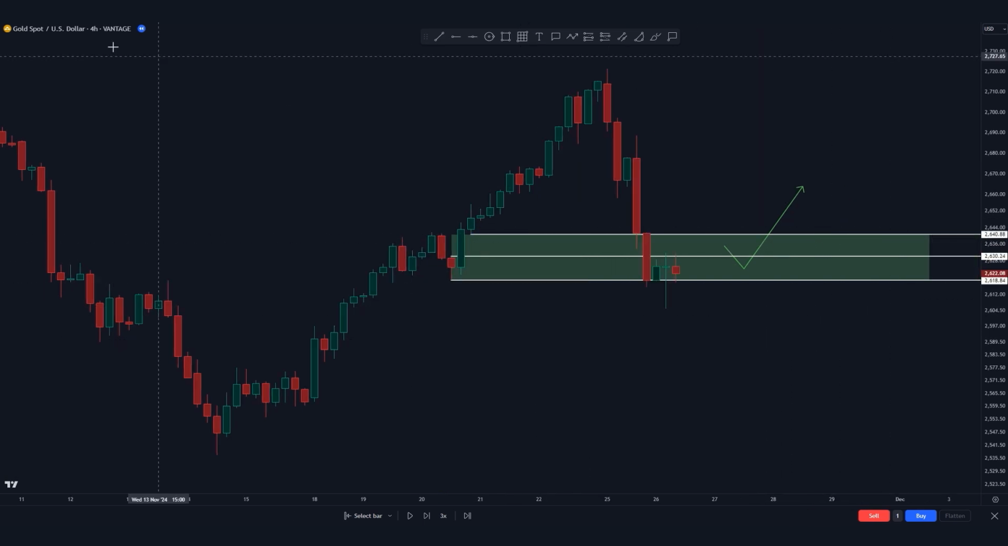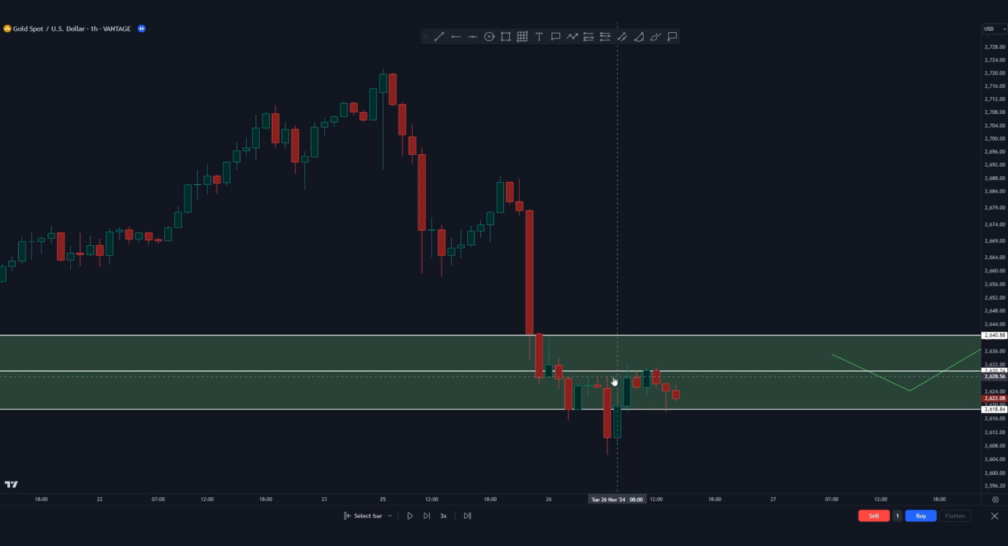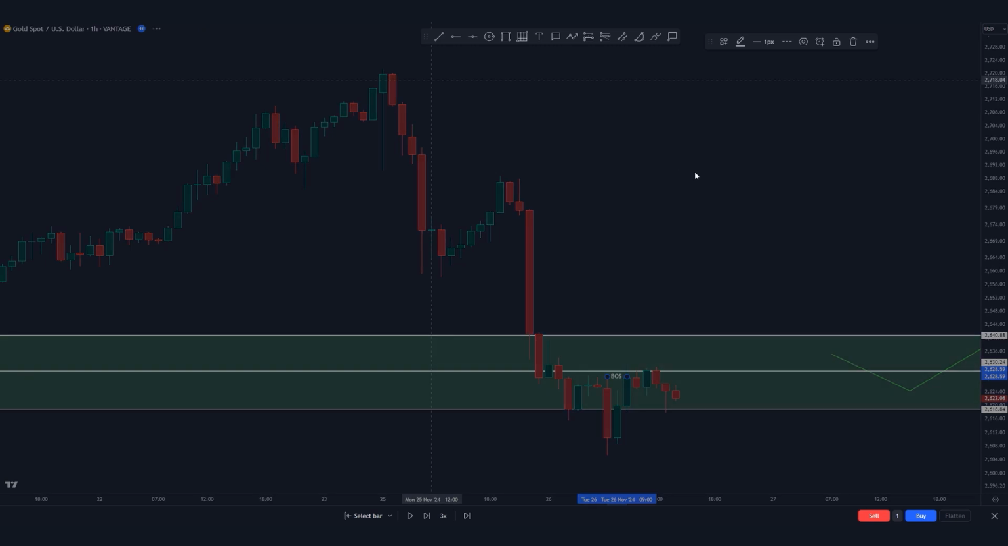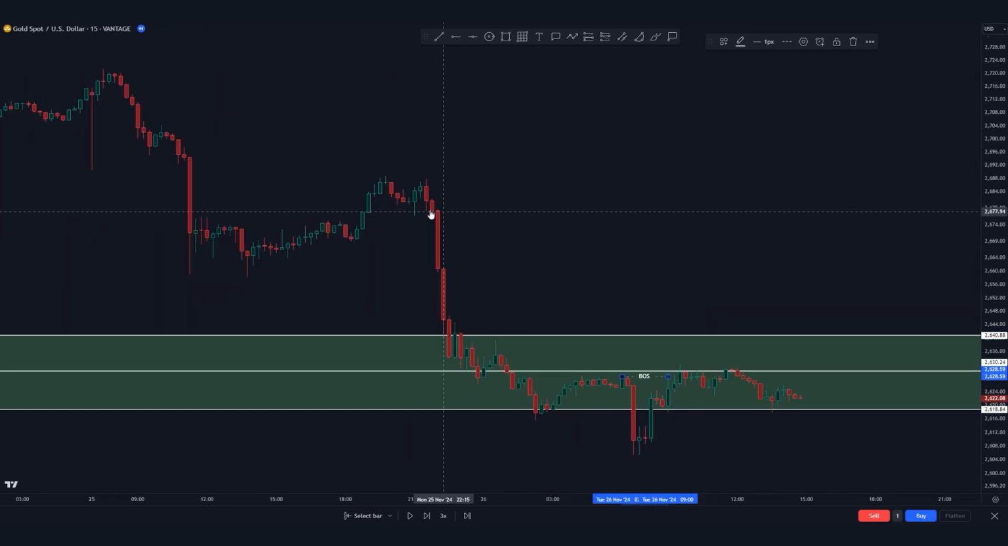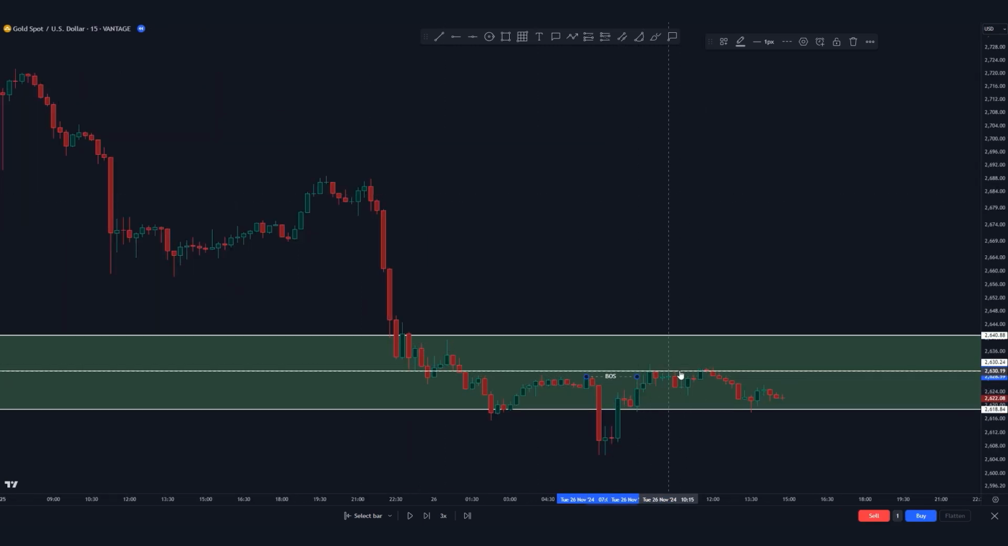Switching to the H1 chart, we see that the price seems to have broken through with a BOS, a break of structure. Then, switching to the M15 chart for confirmation, we can observe a trend change, a CHoCH, meaning price has already undergone a trend shift on the smaller time frame. At this point, we can consider entering.